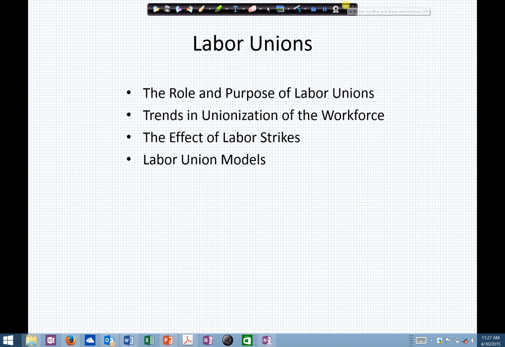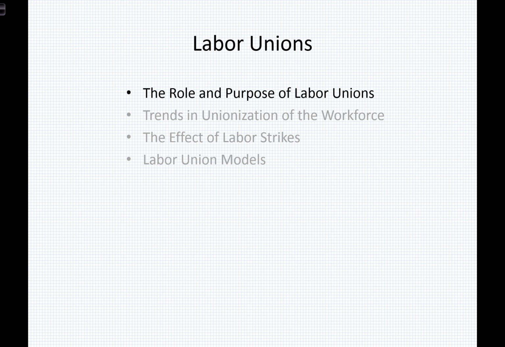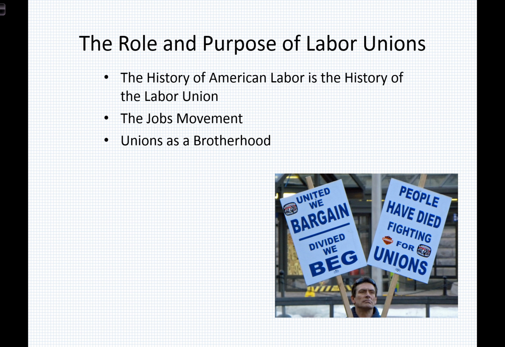In this module of labor economics, we'll take a look at labor unions. Specifically, we'll look at the role and purpose of labor unions. We'll look at trends in unionization of the workforce. We'll look at the effect of labor strikes, and then we'll take a look at some labor union models. First, let's look at the role and the purpose of labor unions.